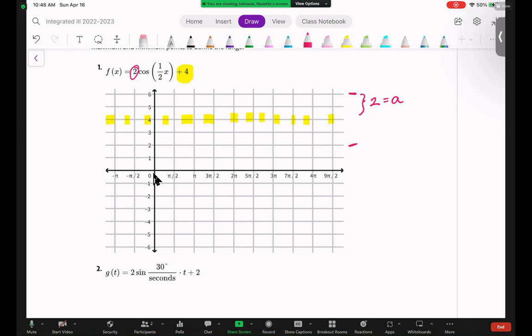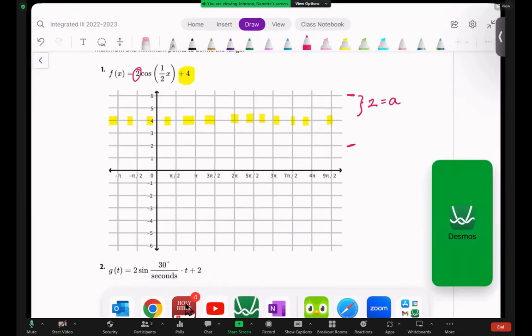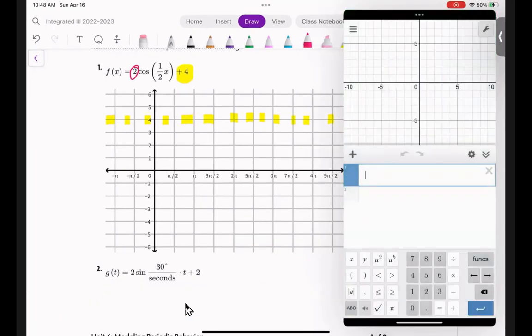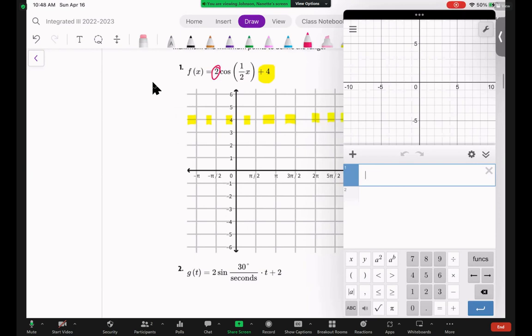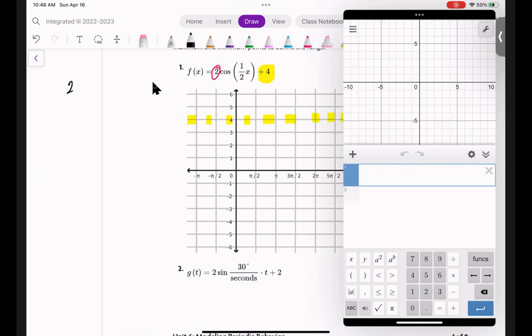So I'm going to start by plugging in 0 and see what I get. And I'm going to use my Desmos calculator just so I can plug this in. You can actually plug this in without a calculator. I'll just show you that really quick. So if I was plugging in 2 cosine of half of 0, right, +4. So the cosine of 0, the way my brain goes, and this is what we talked about before, 0 is right here.